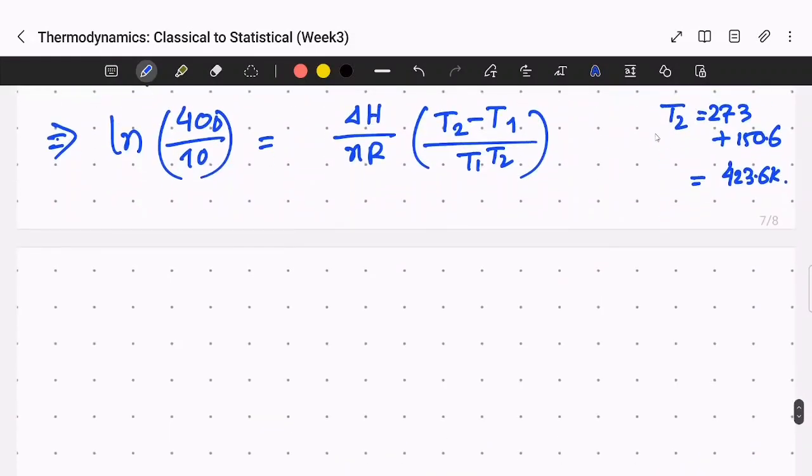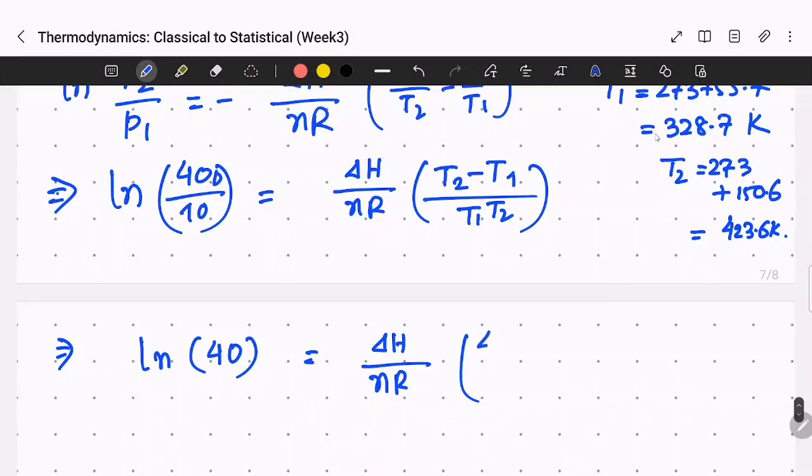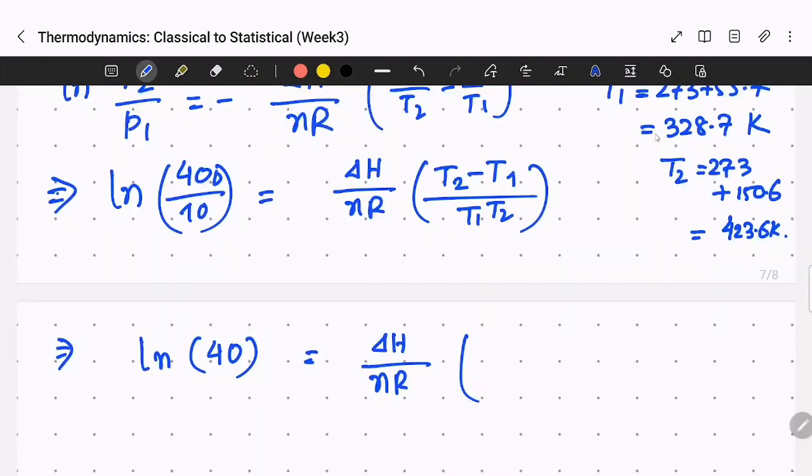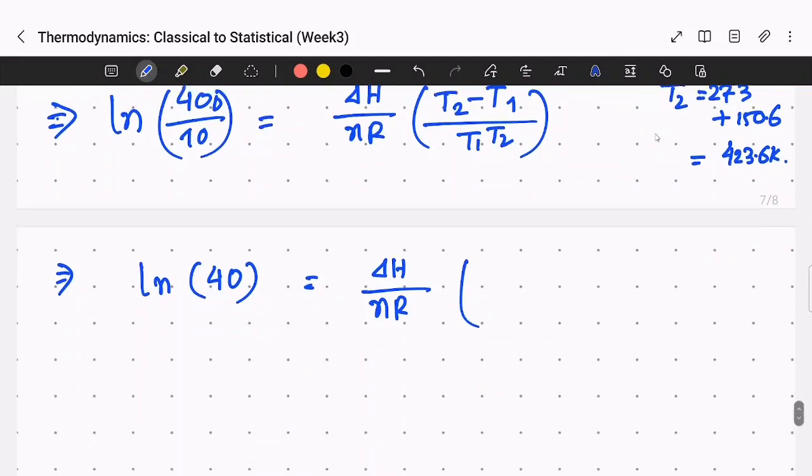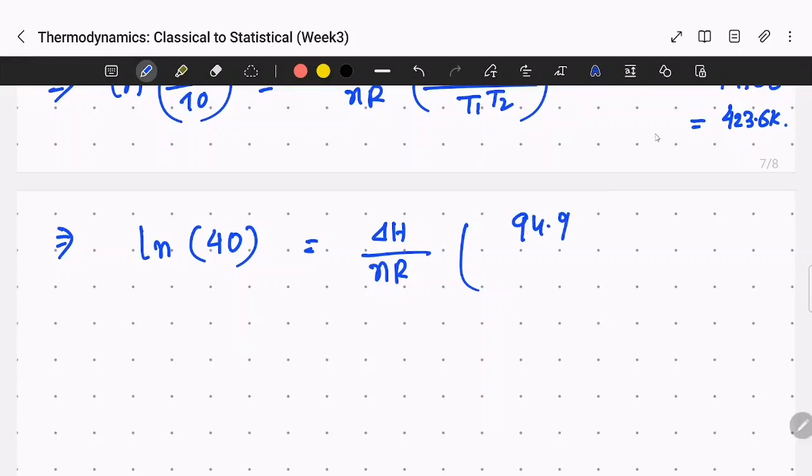Now we have to calculate del H here. This will be ln 40 equals del H by nR, and this will be T2 minus T1. Just have to do the subtraction. What will be 423.6 minus 328.7, so it is 94.9, divided by T1 into T2.